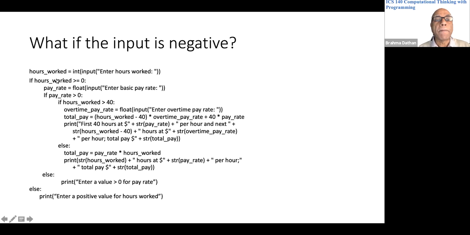Let's talk about the situation. What if the input is negative? So here we have a statement that reads in the number of hours worked. We can check if the number of hours worked is more than or equal to 0, then only we will process any input that may be given to the program. So if we get a valid hours worked, then we ask for the pay rate. And if the pay rate is more than 0, then there is a point in checking whether the number of hours worked is more than 40. Then we can ask for the overtime pay rate.